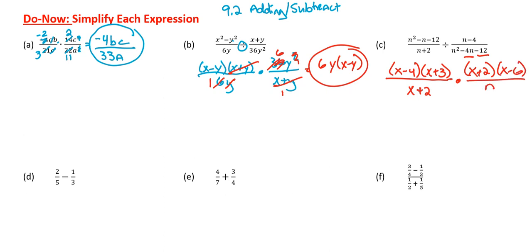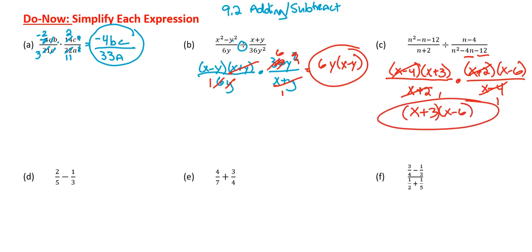And then over here we have, again, I'm just going to stick with my x minus 4. So these are gone. Again, this now becomes a 1. These are gone. This now becomes a 1. So I end up with x plus 3 times x minus 6. And again, since the denominator is just 1, I can leave it alone.